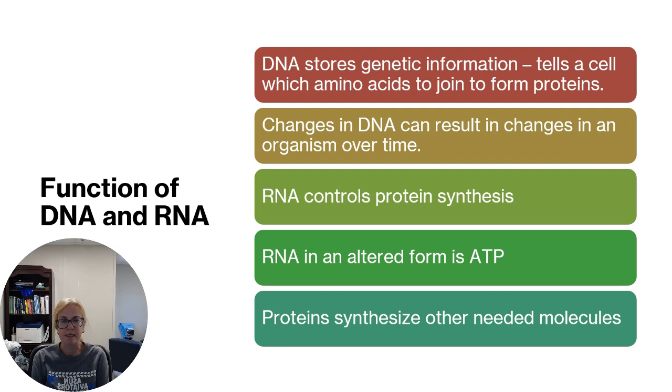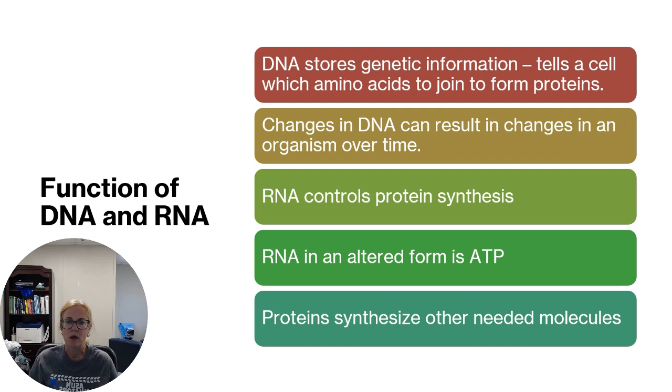RNA controls protein synthesis or the making of proteins. So notice that DNA stores genetic information telling a cell which amino acids to join to form proteins in the first place. But then RNA is getting those instructions from the DNA, and it actually is controlling the production of those proteins or protein synthesis.